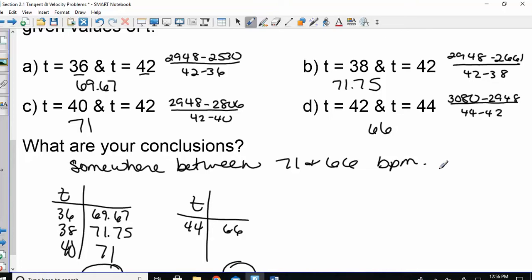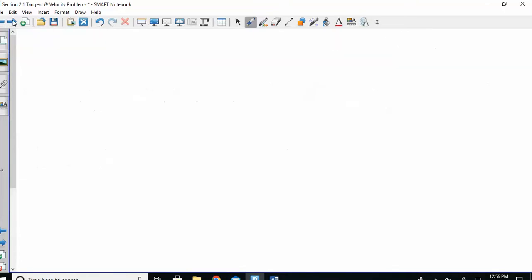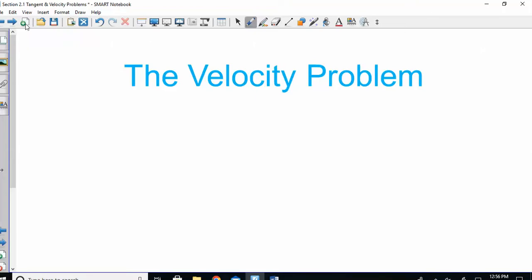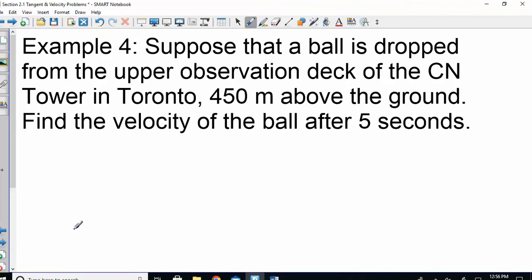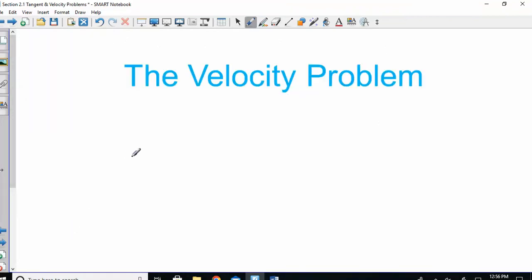I think I want to skip example 3 for now. It's the same idea, but it's a little bit uglier, and I don't want you to get hung up on the ugliness of it. I just want to work on the process instead. So let's go to this velocity problem. As we learn more about these limits, we're going to see them come up a lot. We will be using, when we do velocity, our position function.